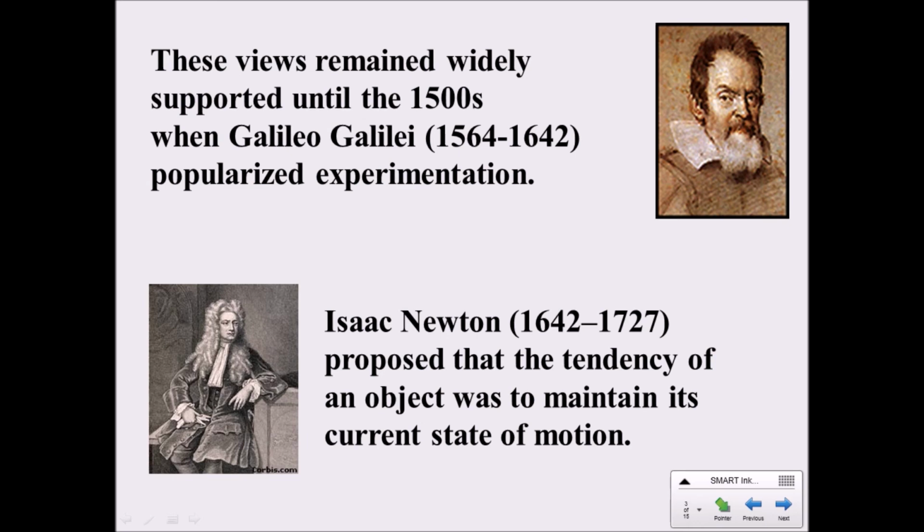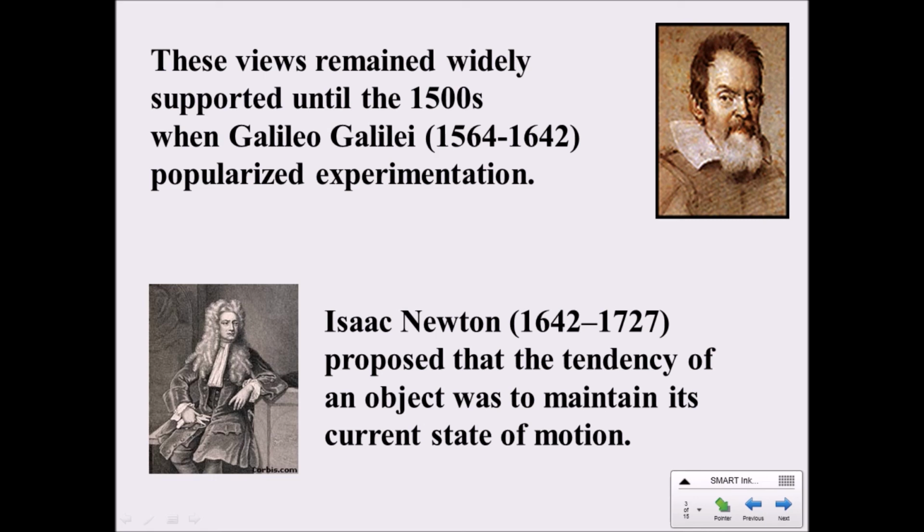And so after Galileo, Isaac Newton came along, and he built upon the ideas of Galileo, tied them together with other things, and so he came up with this idea of inertia. He said that the tendency of an object is to maintain its current state of motion. Notice that's the exact opposite of what Aristotle said. Aristotle said that if you push on an object, once you stop pushing, it wants to slow down and stop.